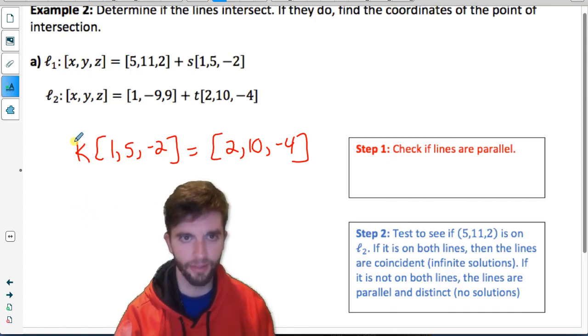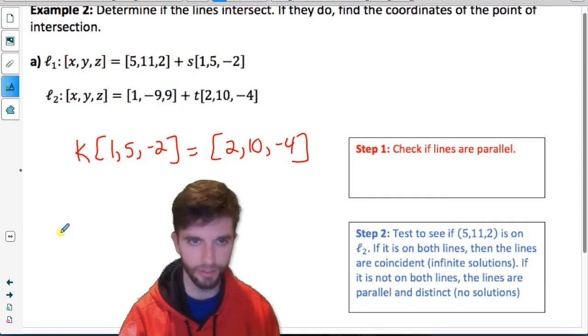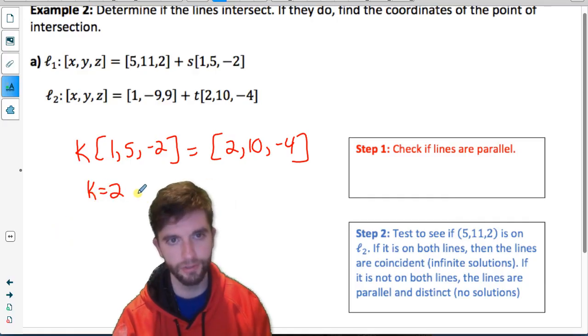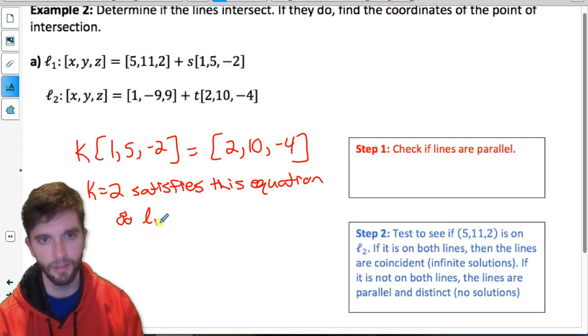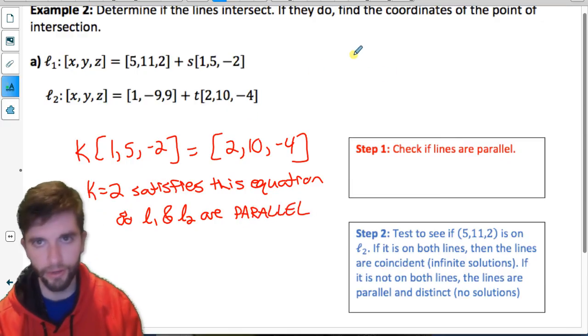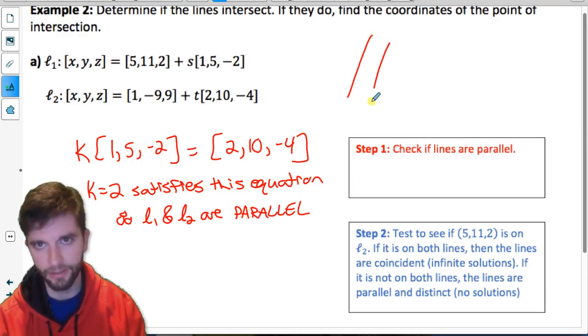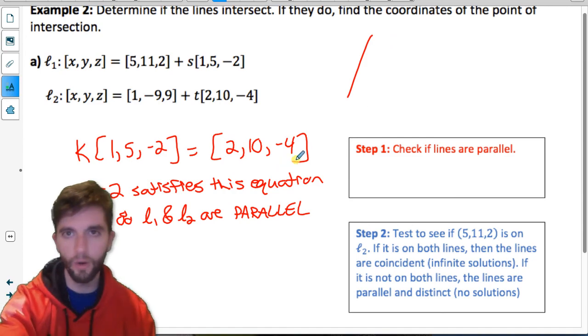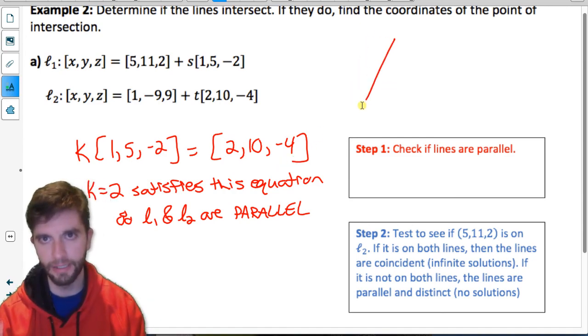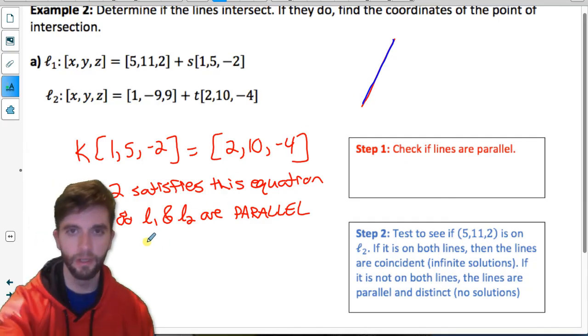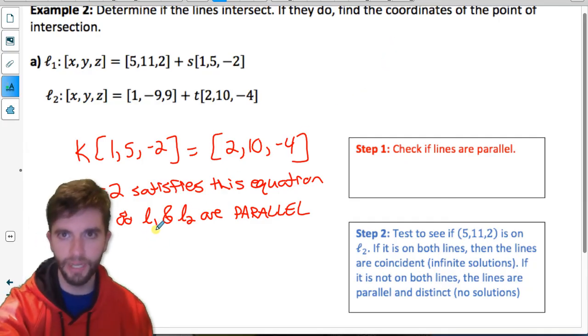The answer is yes. If k was 2, they would be equivalent to each other. K equals 2 satisfies that equation. Therefore, line 1 and line 2 are parallel. So they're either parallel and distinct, like that, or they're parallel and coincident, meaning the lines are right on top of each other. So how do we tell which of the two scenarios we have?